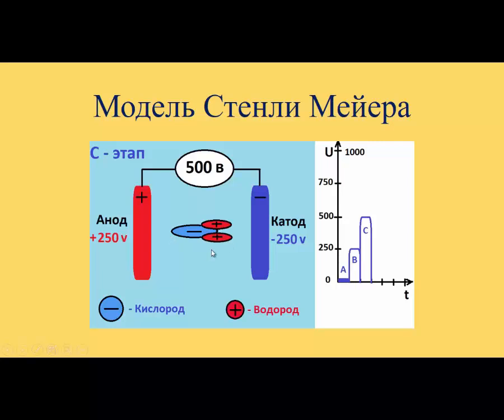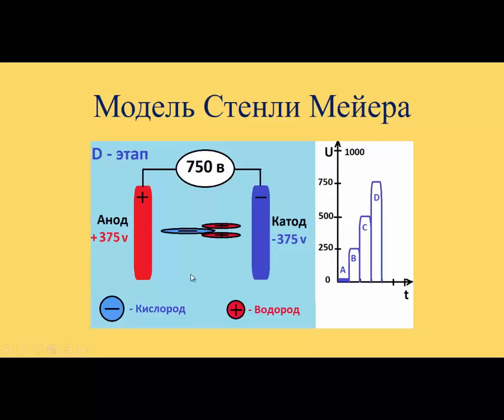Stage D, increase the voltage to 750 volts. And we see that on the anode we will have plus 375 volts, and on the cathode we will have minus 375 volts. And we see that the water molecule is stretched even more.